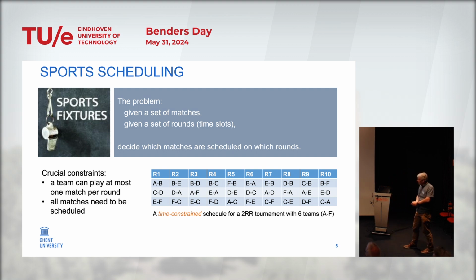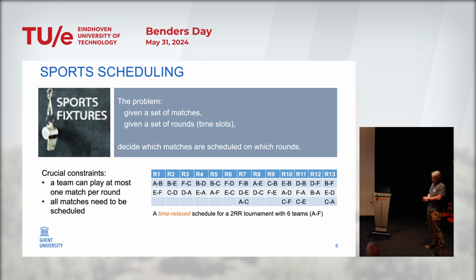Now, there are 2 types of schedules. A time-constrained schedule is a schedule that uses the minimal number of rounds that you need to schedule all these games. So you see an example here for a double round-robin tournament with 6 teams, labeled A to F. Every team plays twice against every other team, so every team has 5 opponents, and every team will play 10 games. So it's easy to see that you need at least 10 rounds, and that's what happens here. So this is a time-constrained schedule.